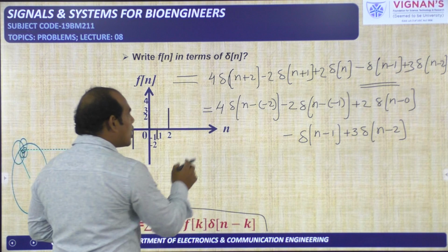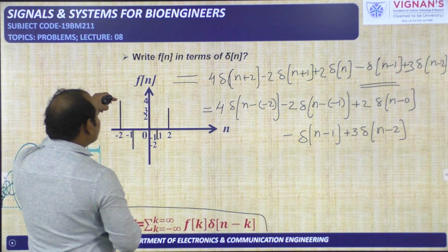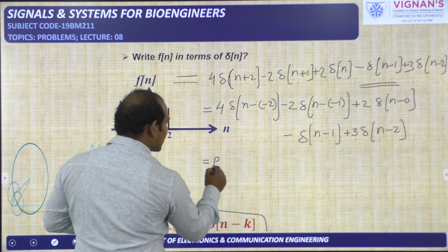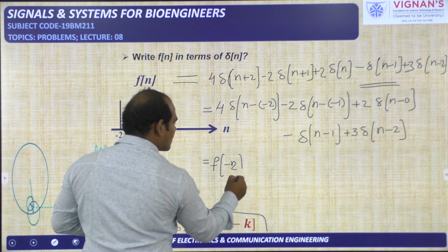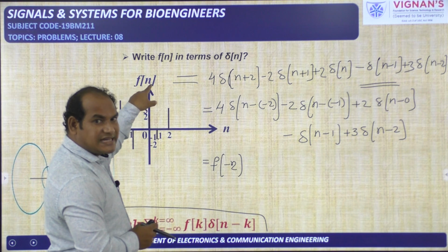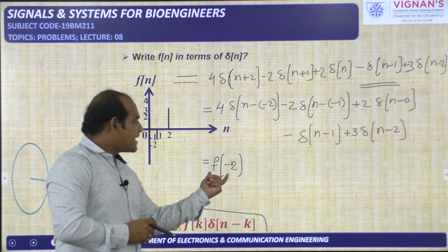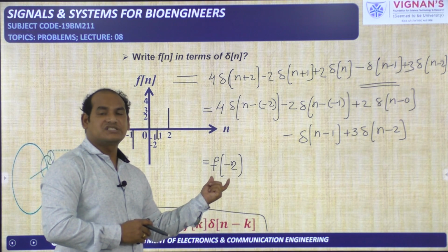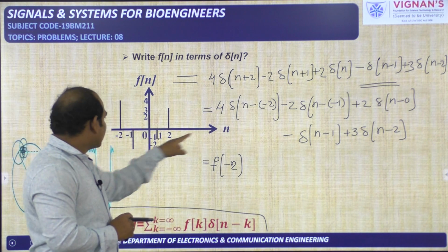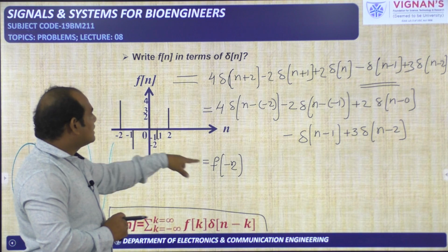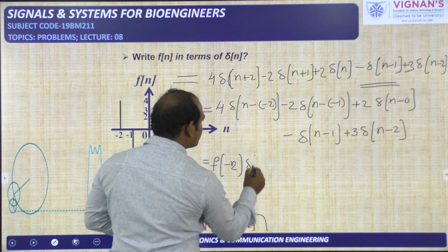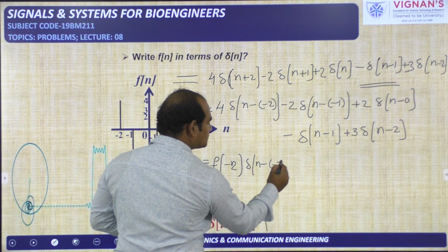Okay. Next, how to write this 4? 4 is the amplitude of this particular signal at n is equal to minus 2. So I can write that 4 as f of minus 2. Already we have discussed this much. F of n is the signal because n is the variable. F of minus 2 is not a variable. It is a constant value, a fixed value. It is the value of the signal f of n at n is equal to minus 2. At n is equal to minus 2, what is the amplitude? 4. That's why in place of 4 I can write f of minus 2. So f of minus 2 into del of n minus of minus 2.